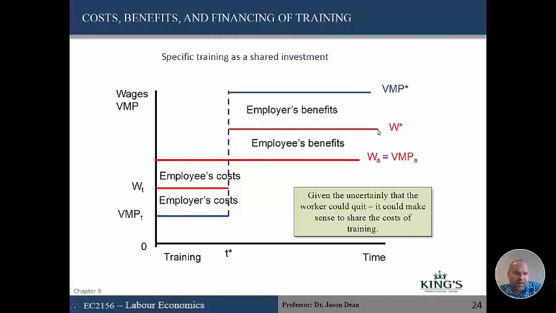Because now this worker would get a higher wage, and they would be less likely to leave because the wage is higher than WA. And remember, this is specific training, so the worker can only get WA outside of the firm. Now they're getting W star, so that's a good thing, and they'd want to stay there compared to leaving. And they've also put a little bit of their own investment into this training, so that's another reason they would want to stay. And so in this case, it would make sense for specific training to be shared.